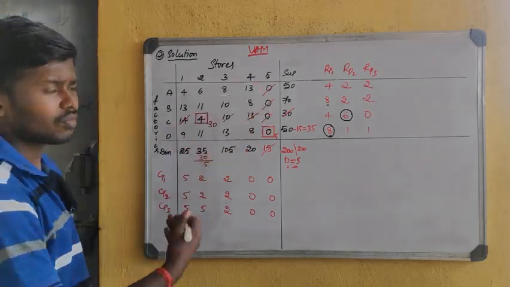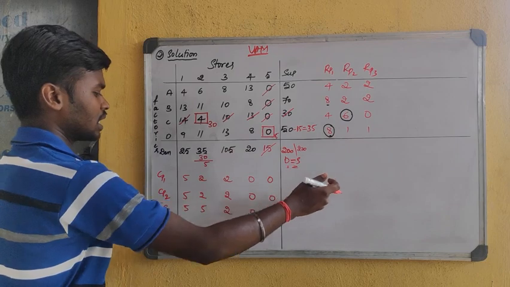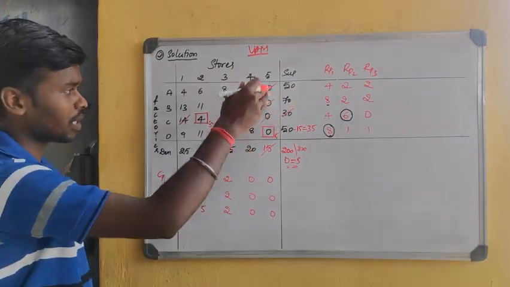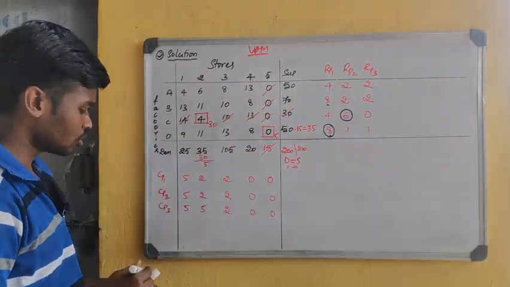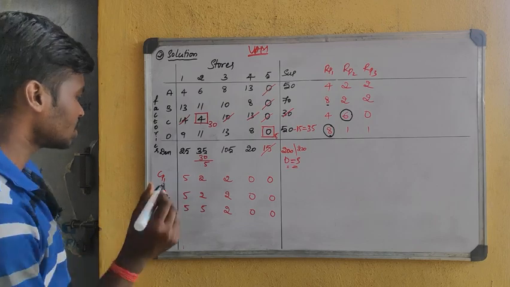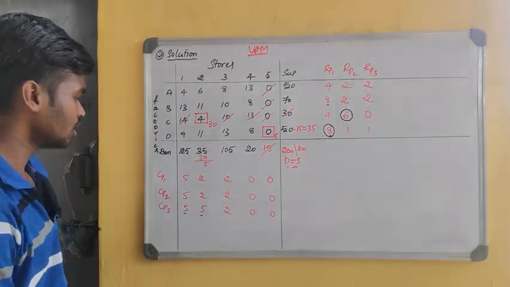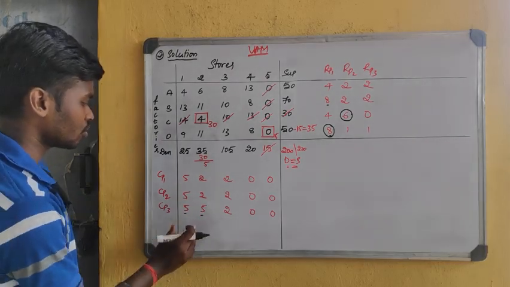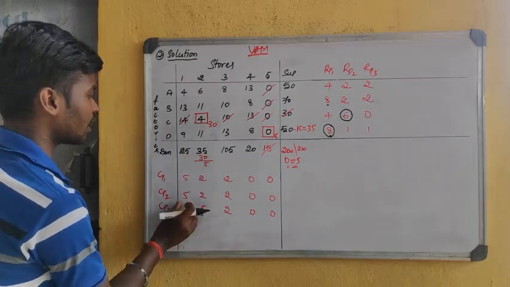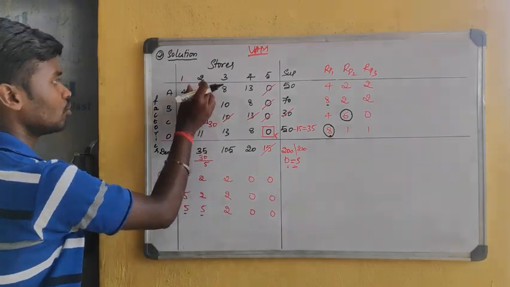So now what is the next step? We have to select the highest penalty from the row penalties and column penalties. Which is the highest penalty? See, there are two highest penalties, right? 5 and 5. So which are you going to select? This 5 is related to the first column, and this 5 is related to the second column.